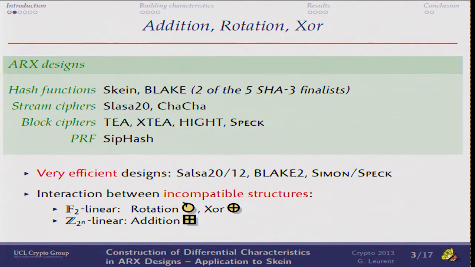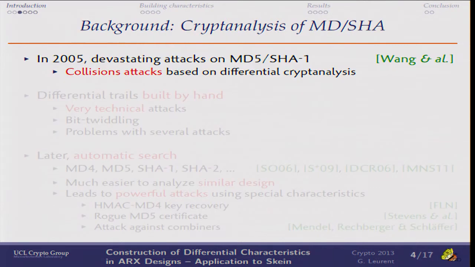Now, a very important question about those ARX designs, of course, is how secure are they, and how many rounds do we need to make something secure? That's the main topic of this talk, how to analyze those ARX designs. More precisely, we're going to look at hash functions, and we're going to look at differential attacks against ARX hash functions. So to give a little bit of background, we can look at the recent attacks on the MD and SHA hash functions. In 2005, we had very strong attacks on MD5 and SHA-1, and those attacks are collision attacks based on differential cryptanalysis.